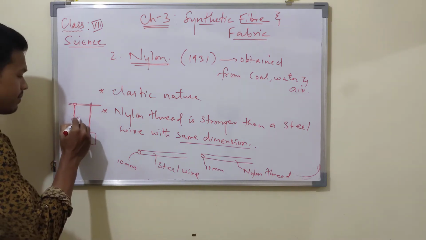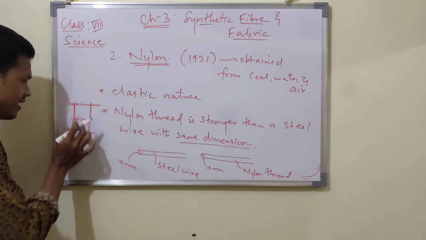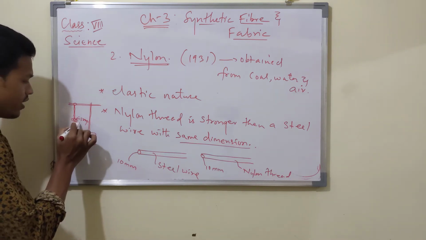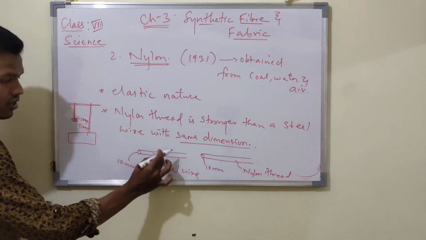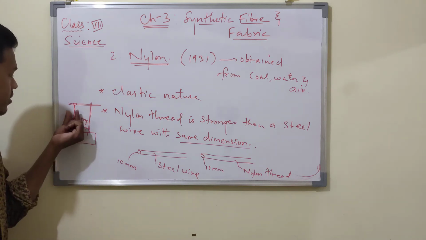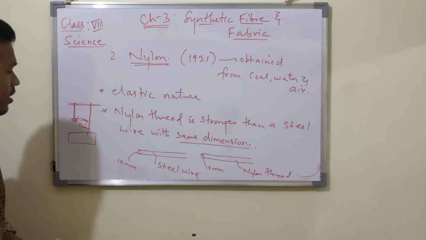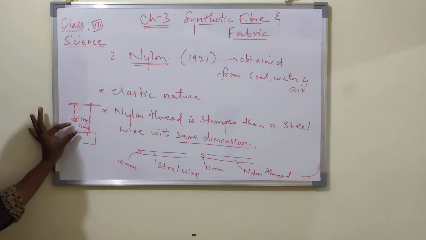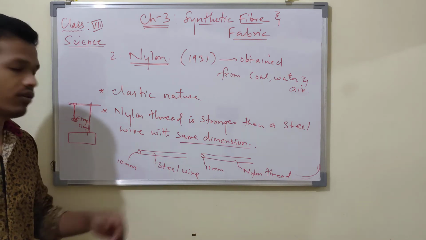Suppose you kept 500 gram. At a certain point, if you keep 550 gram, this steel wire will fall down. Got it now? It will fall down. So it cannot withstand 550 gram. At a certain state it will lose its strength and fall down.